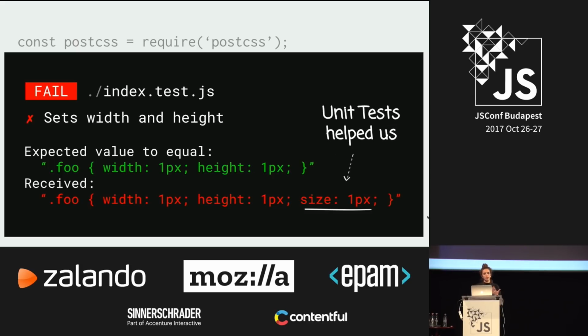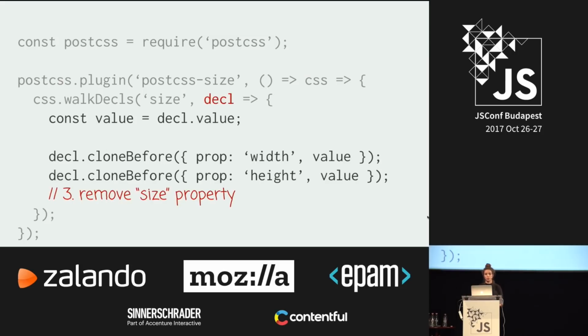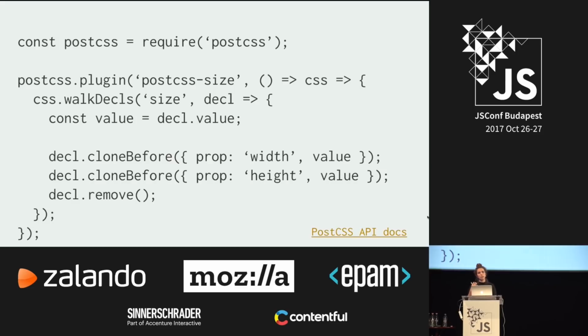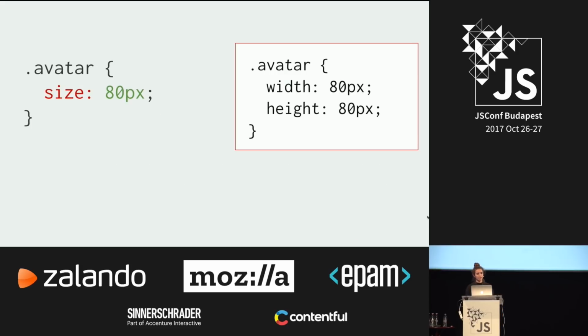In this case, we forgot to remove the size property. To remove the size property, it's as simple as declaration.remove. That's it. Now, if you run the test again, it will pass. Simple as that. This is all you need to write a PostCSS plugin, less than 10 lines of code. How simple is that? And with that, what can you do with a size 80 pixels that we couldn't do with the mixin? You can publish it.